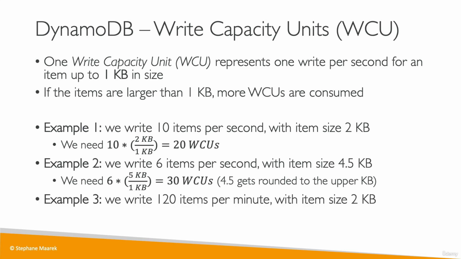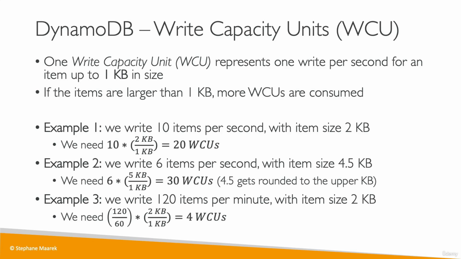Now, if you write 120 items per minute and the item size is 2 kilobytes, the trick here is that we have items per minute, so you need to do a small computation, which is 120 divided by 60 to get items per second, and then this gives us 4 WCUs.